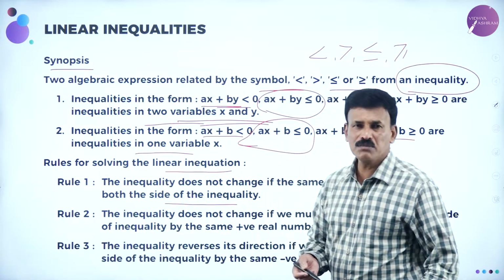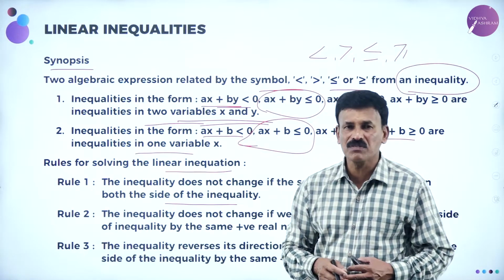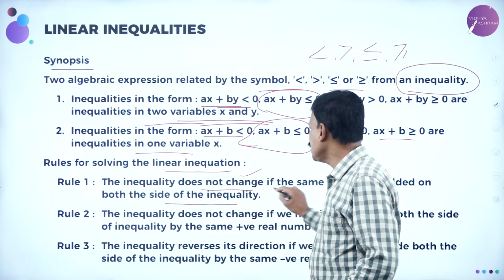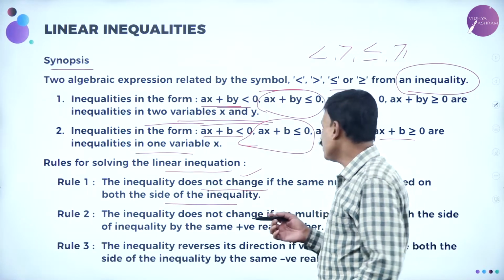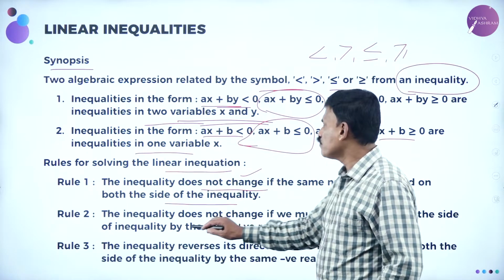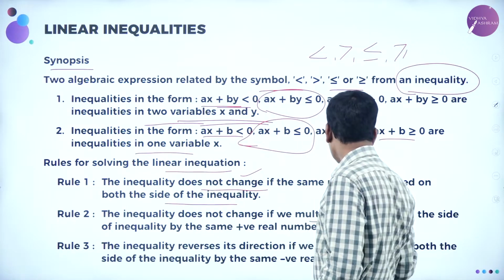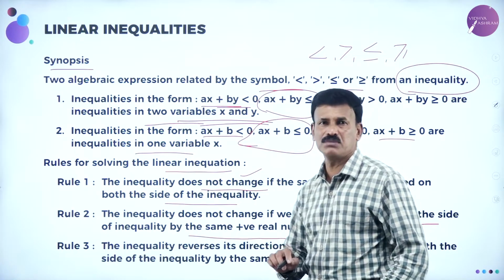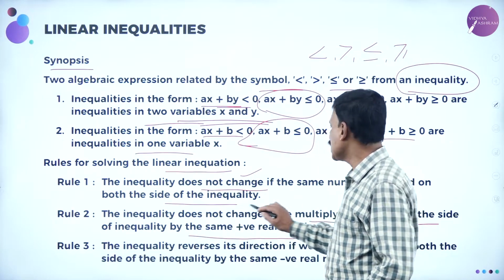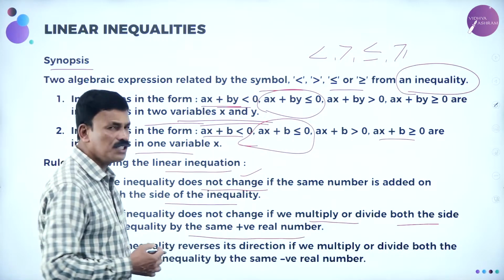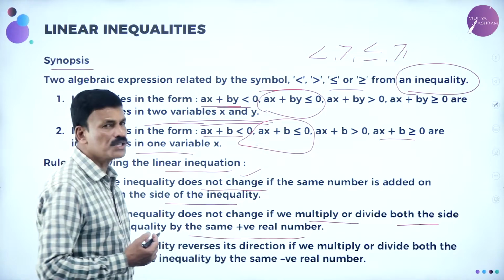So if you add the same number on both sides of the inequality, then the inequality does not change. The inequality will not change whenever the same quantity is added on both sides of the inequality. Now, the inequality does not change if you multiply or divide both sides of the inequality by the same positive real number.